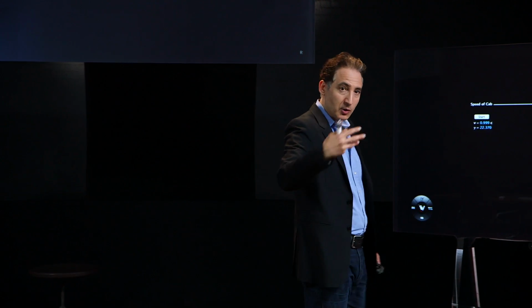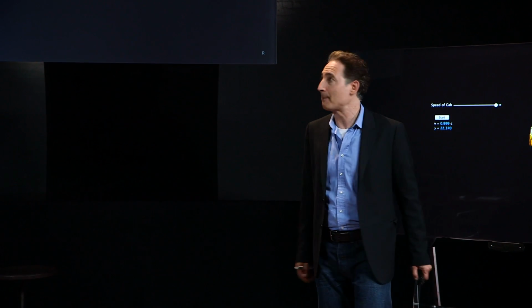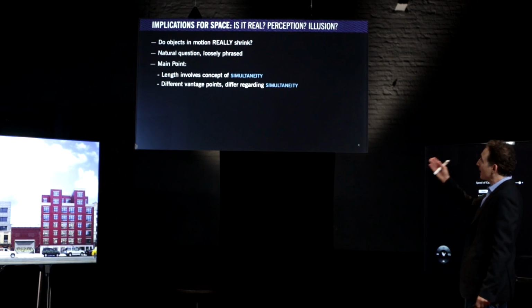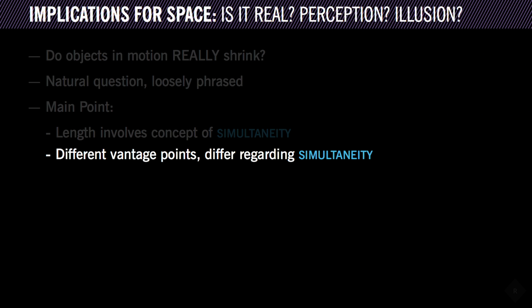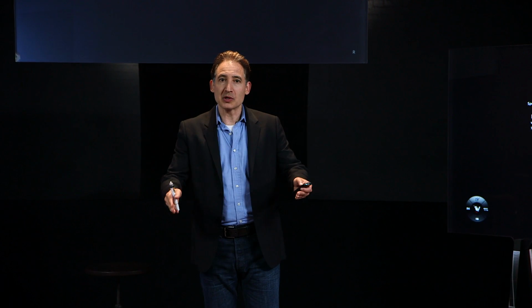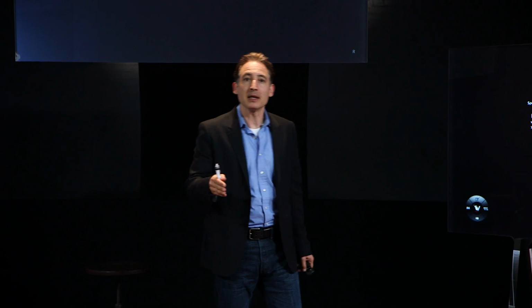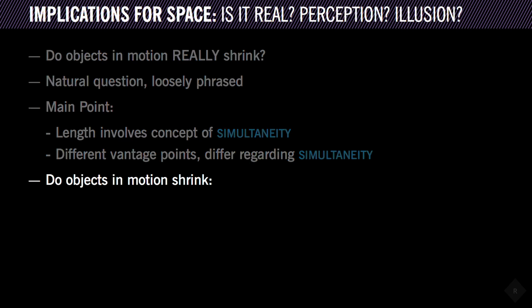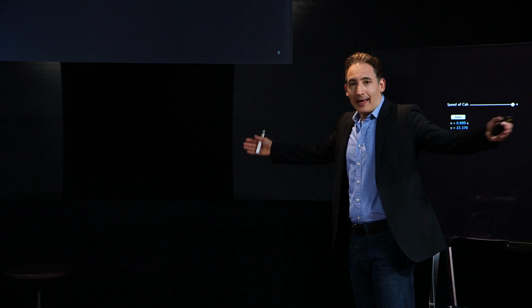So it's critical in talking about the length of an object to commit to a notion of simultaneity, and that requires choosing a frame of reference, because observers in motion don't agree on what happens at the same moment in time. And because of that, different vantage points differ regarding what happens at the same moment. We come to the conclusion that an object in motion has a length that depends upon its speed, because its speed determines the degree of the lack of simultaneity between two perspectives. So if we ask the question again, do objects in motion shrink? The best answer I can give you is yes and no.